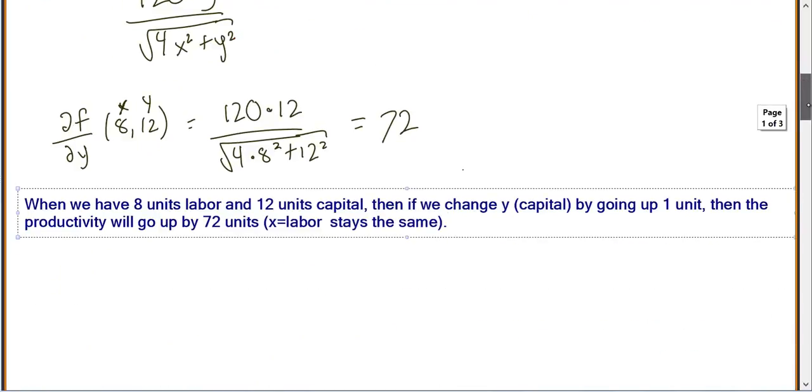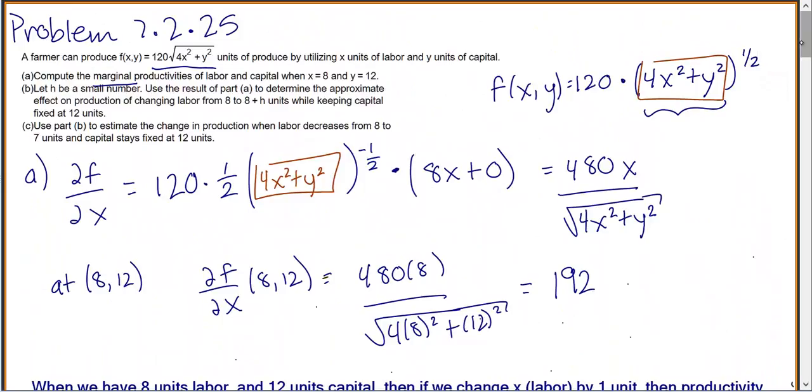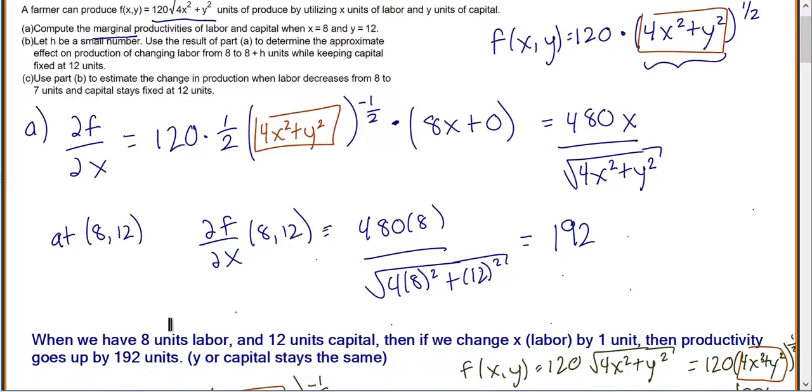So that was part A. Part B says, let h be a small number. Use our results from part A to determine the approximate effect on production of changing the labor from 8 to 8 plus h units while keeping the capital fixed at 12 units. Or in other words, this is saying, okay, remember what we said when we interpreted it? We said when we have 8 units labor and 12 units capital, if we change the labor by 1 unit, then productivity goes up by 192 units.